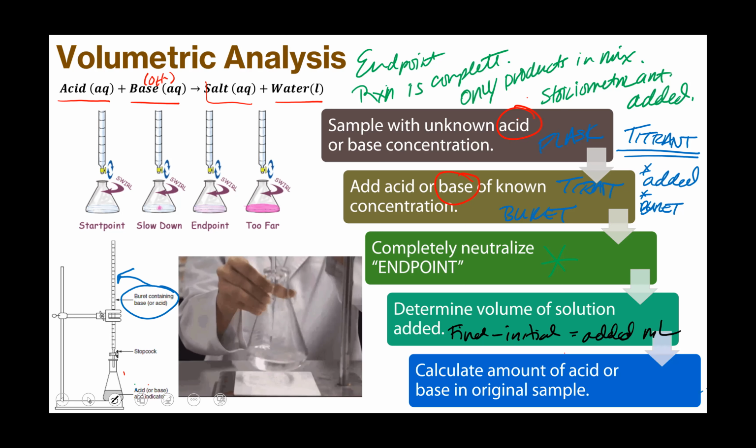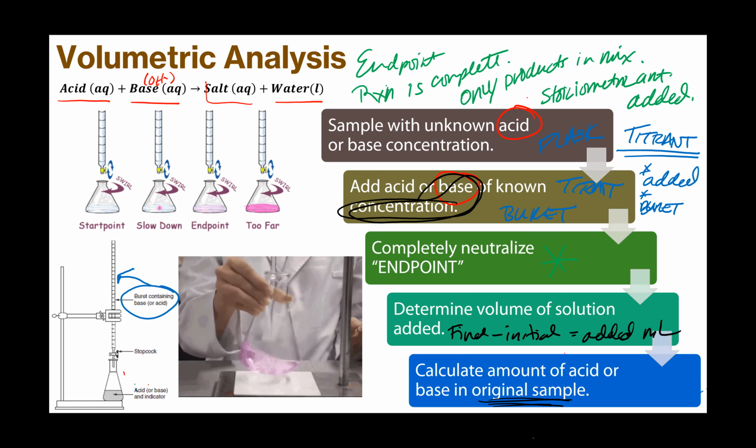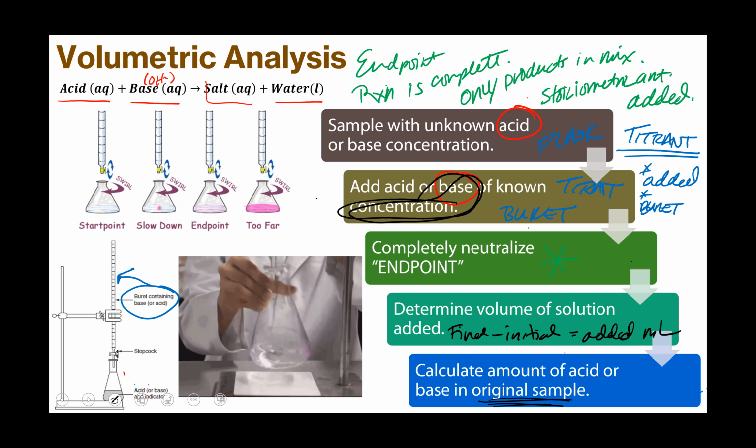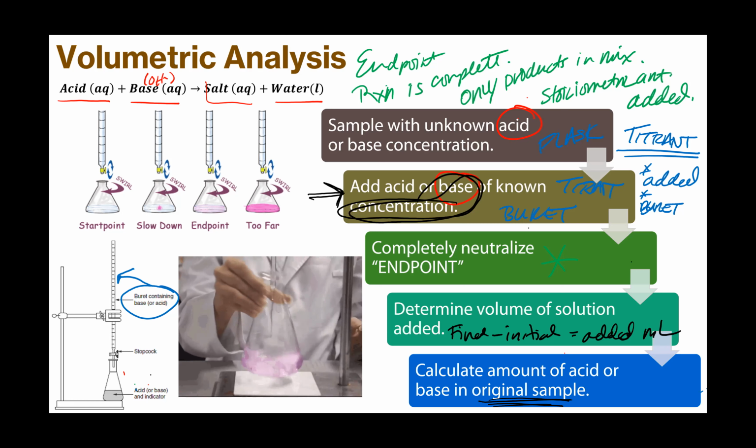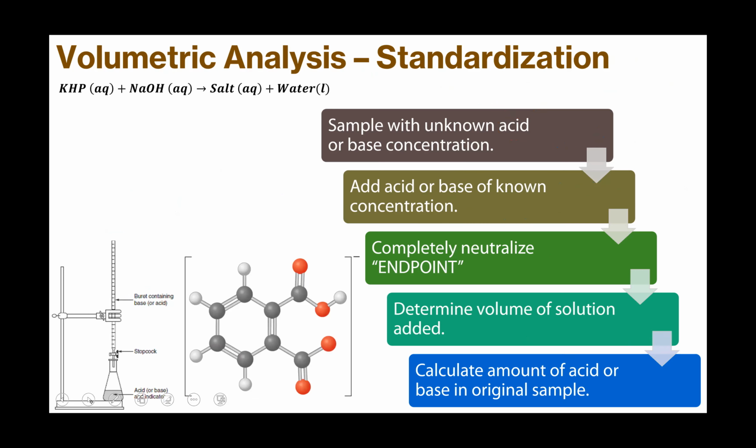Lastly, once we know how much is added, we'll know the concentration of base, and then we can use that to find the concentration of the original sample. We're always going back to figure out that original sample when we're talking about quantitative analysis. One thing that's crucial in this experiment is knowing the concentration of the titrant. You must know this precisely. A good way to do this is called standardization. This molecule here is called KHP, potassium hydrogen phthalate.